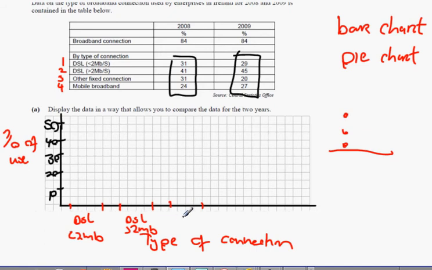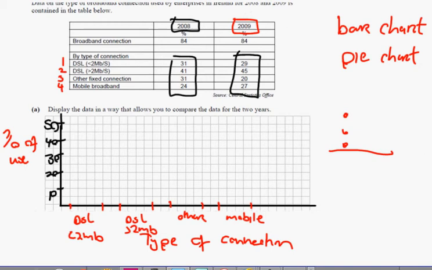DSL, other connection, just call it other. And then what about after here? Mobile. Now, look at what we're going to do here. We're going to draw 2 different colours to represent the 2 different years. Let the 2008 be black and let 2009 be red. Okay, so we'll just start off with black.